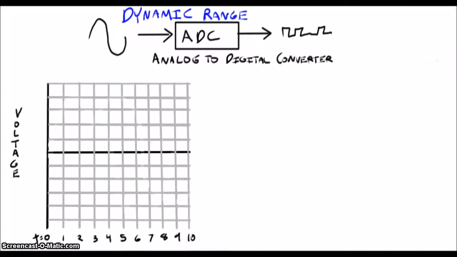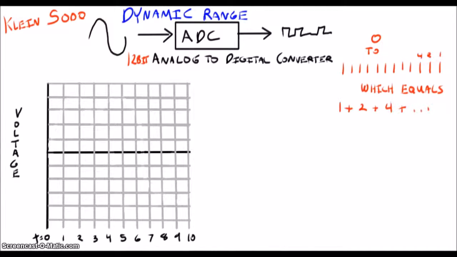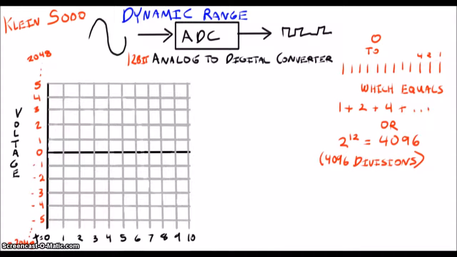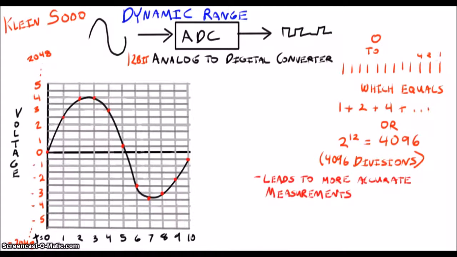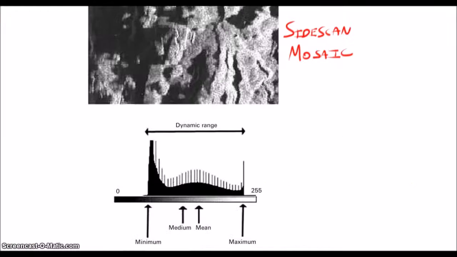Well, let's take the Klein 5000. It has a 12-bit analog to digital converter. That means that when you get an analog return, aka a sound wave from the seafloor, and you're looking at intensity versus time, you can digitize that signal into 2 to the 12th, or 4096, levels. The more levels you have, the better the representation of the actual intensity of the original signal. The better the signal, the better the backscatter image.